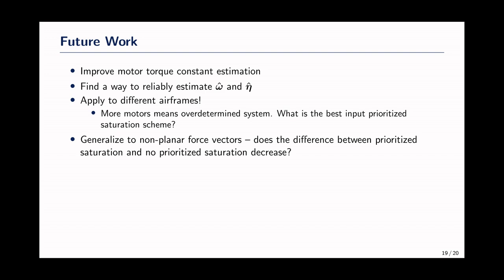So some future work is listed here. The one that I'm interested in is adding more motors. Since more motors means an overdetermined system, you have some ambiguity, like what's the best way to prioritize that input saturation scheme? Which motors do you saturate first? What order do you do it in order to intelligently saturate?